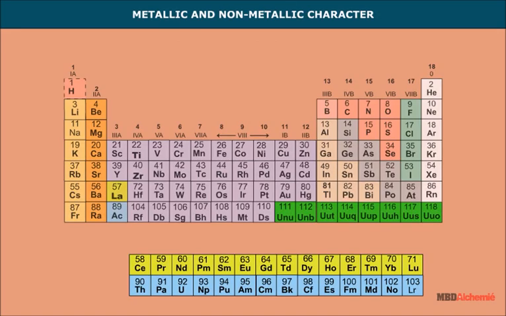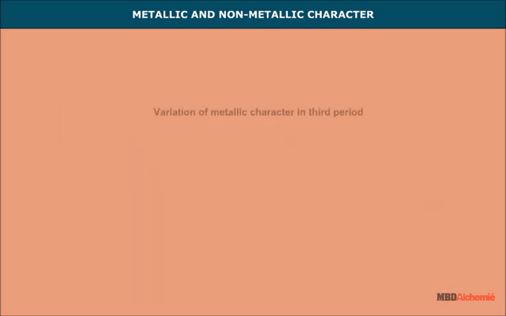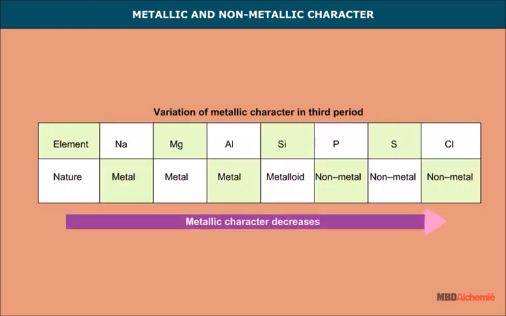Metallic and non-metallic character. Metallic character is generally considered as the tendency of the atoms of the elements to lose electrons and form positive ions or cations, while the non-metallic character is considered as the tendency of the atoms of an element to gain electrons and form negative ions or anions. As we move from left to right in the third period, metallic character decreases and non-metallic character increases. For example, sodium is a metal and chlorine is a non-metal.